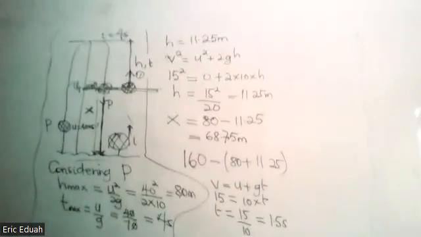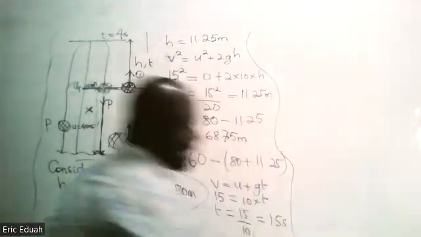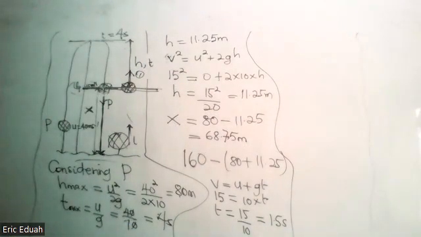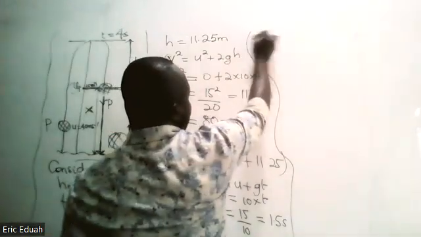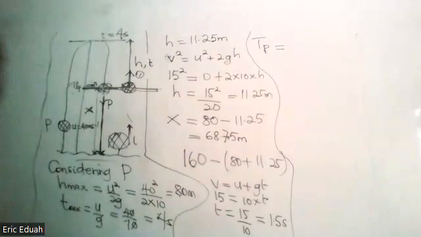So it will take P 1.5. So let's then calculate the time of flight of P before crossing Q. What is the time of flight of P before crossing Q? What will be the time of flight of P before crossing Q?